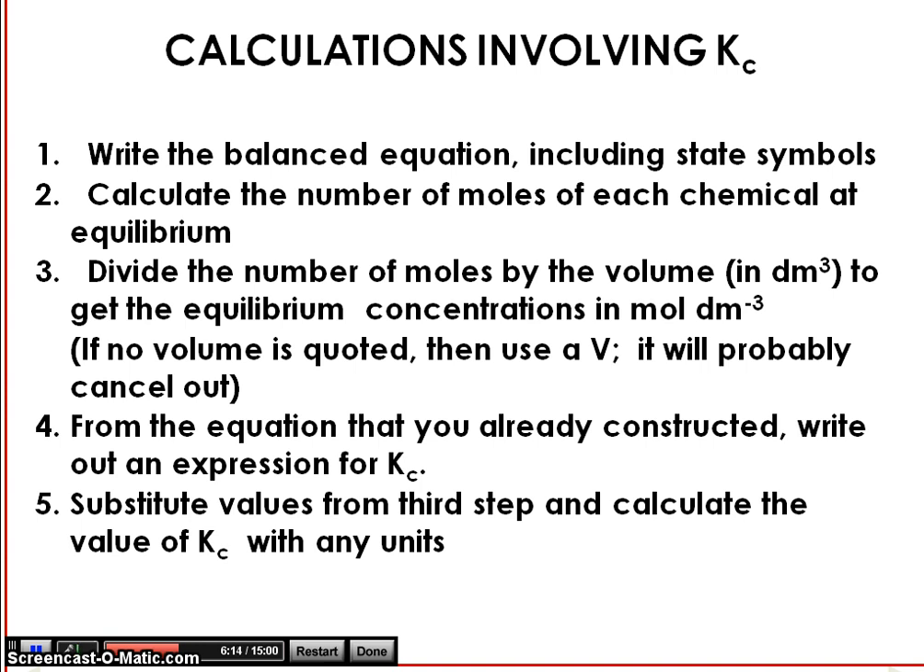Step 2, you then need to calculate the number of moles of each chemical at equilibrium. Step 3, divide the number of moles by the volume in decimeters cubed to get the equilibrium concentrations in moles per decimeter cubed. Quite often in questions you're not given what the volume is, in which case just represent the volume with V, and if you're not given the volume it's probably going to cancel out. Step 4, from the equation that you've already constructed, write out the expression for Kc, and then finally step 5, substitute values from the third step and calculate the value of Kc with any unit.